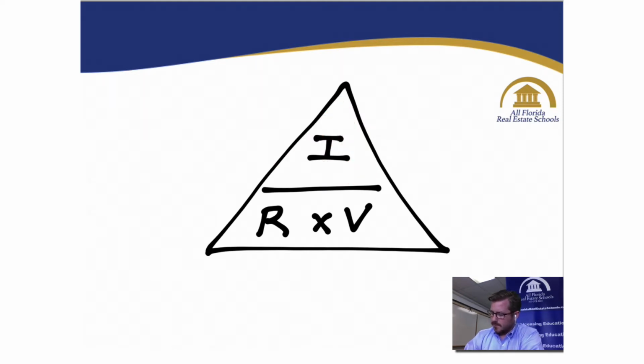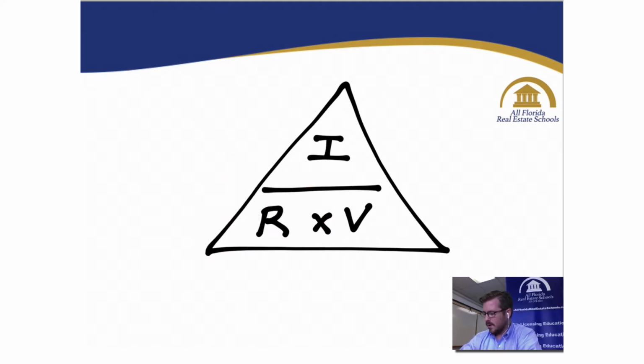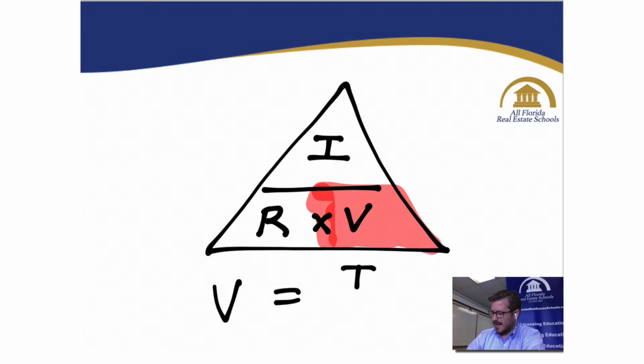So if we're going to solve for rate, if we want to know what the cap rate is, as long as we know the income and the value, we can calculate that. So now the rate is going to equal income over value. And now finally, where we're going to use this most often, especially in appraisal, is if we're calculating value. So let's highlight the V, that's what we want to solve for. That leaves us with I over R. So value equals income divided by rate.